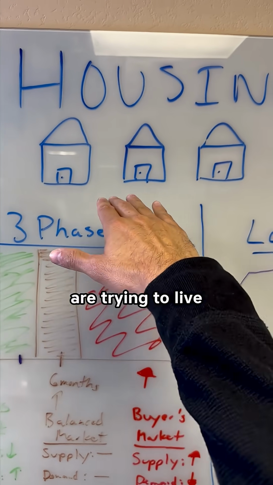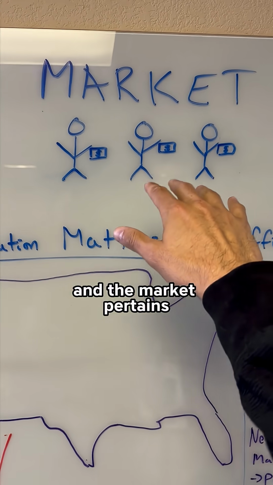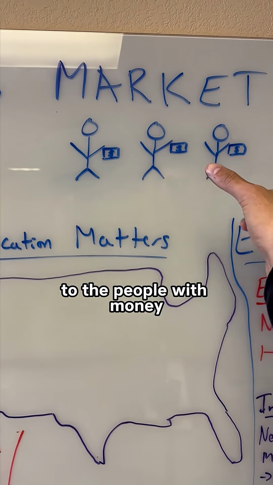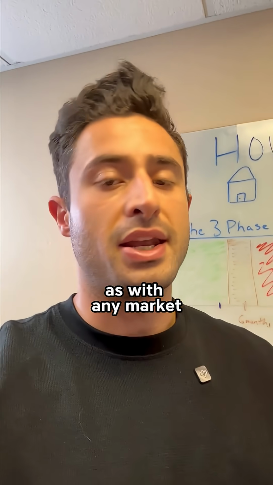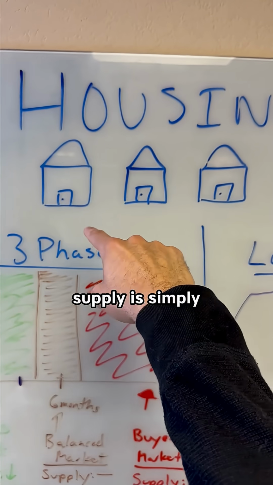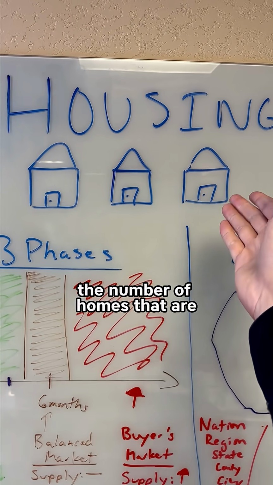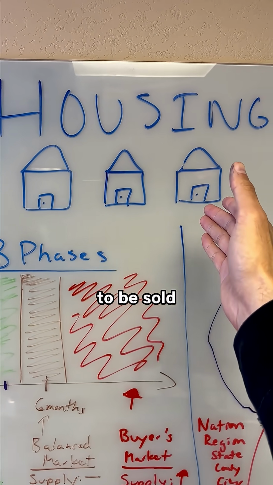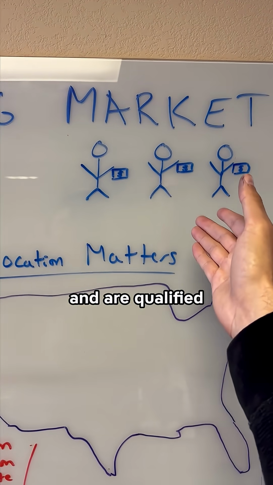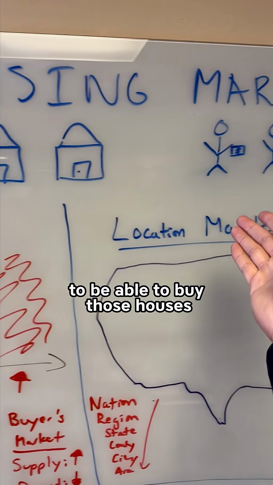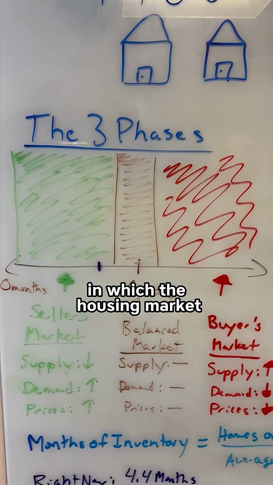Houses are where people are trying to live, and the market pertains to the people with money being able to buy the number of houses that are on the market. As with any market, we have supply and demand. Supply is simply the number of homes that are available on the market to be sold. The demand is measured in number of people who actually have the money and are qualified to be able to buy those houses.